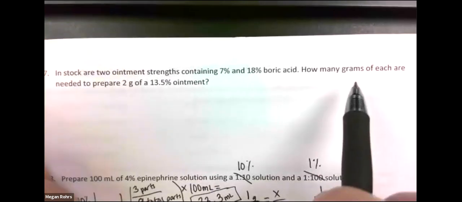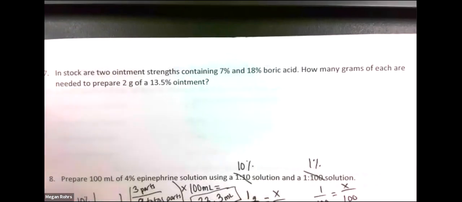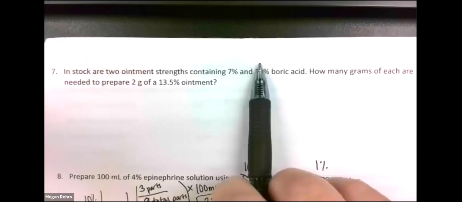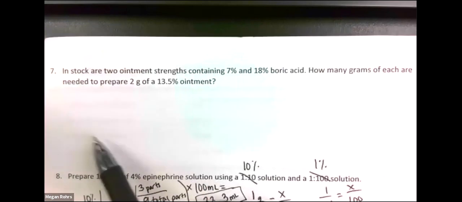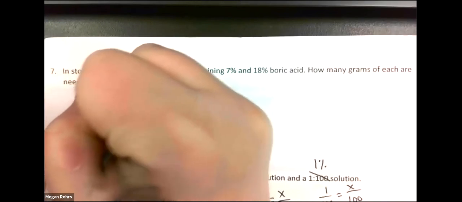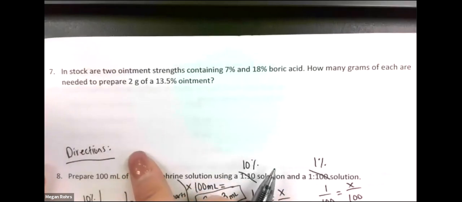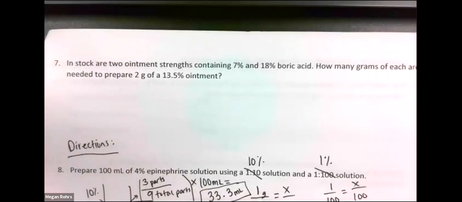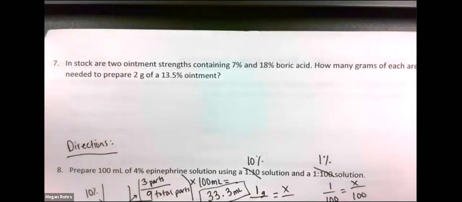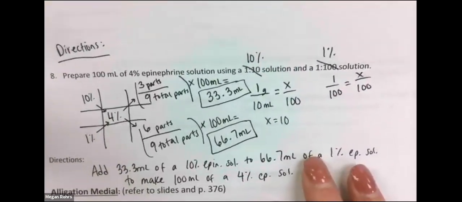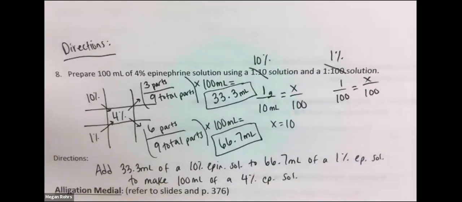Okay, remember gram is a unit of weight, mil is a unit of volume. So once again, set that up the same way. And then I would also like you to write the directions for that one as well. That will be part of the credit for this problem. So make sure you write that on there as well. And then once you have completed those, you will be ready to move on to the alligation medial lecture.